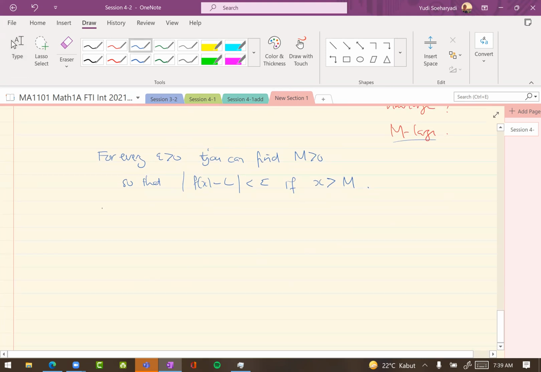Let's apply this to show this limit, that 1 over x is small. Let's do some scratch work. Let's write down f of x minus L in absolute value. What we need here is 1 over x. Because this is a non-negative number, we should multiply by the absolute value of x.